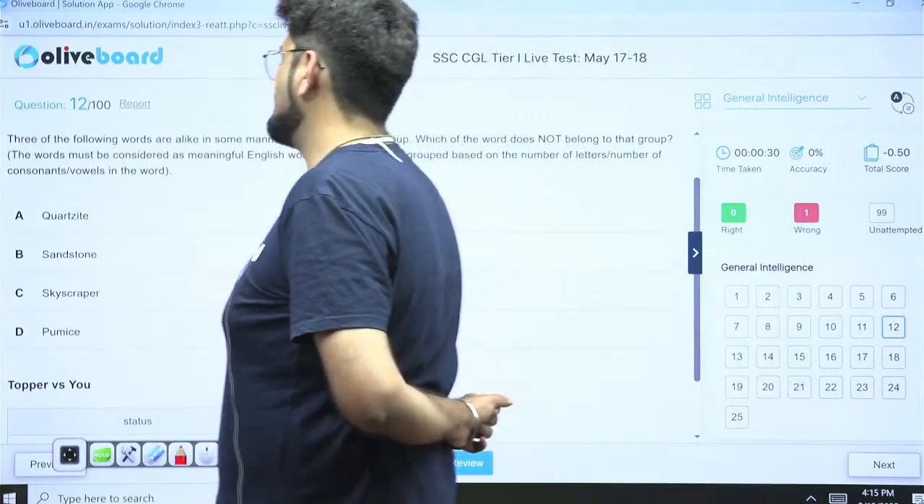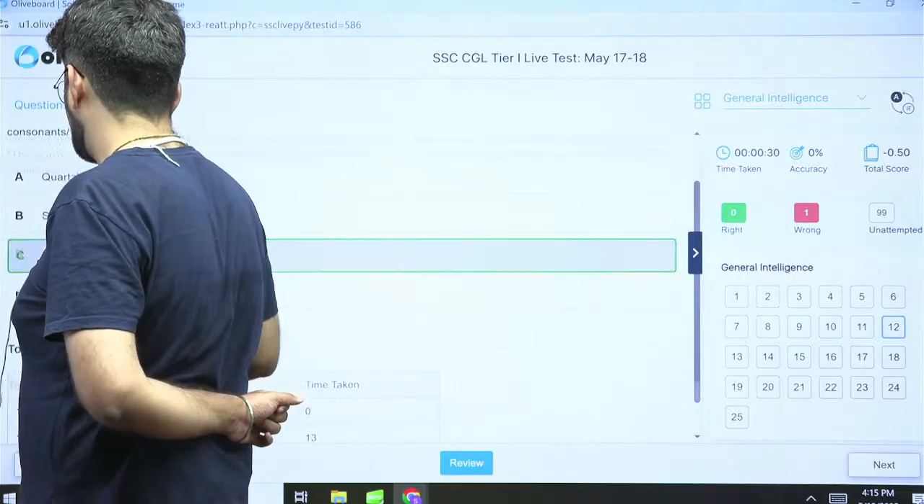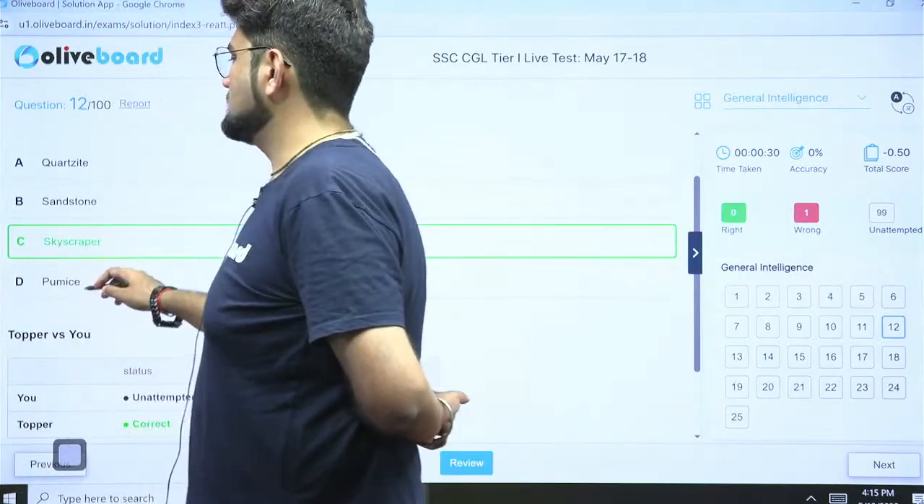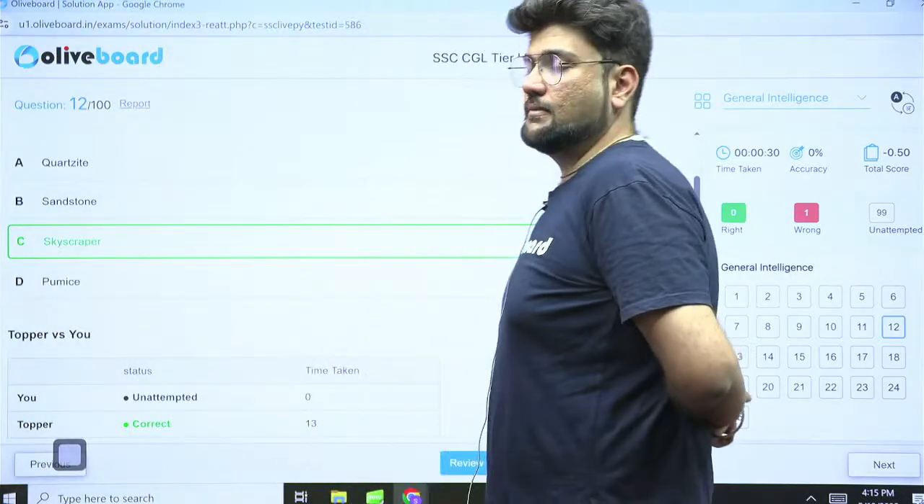Quartzite, sandstone, skyscraper, pumice. These are all materials. Skyscraper is a tall building. Okay.